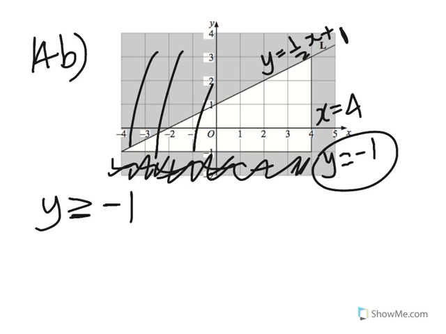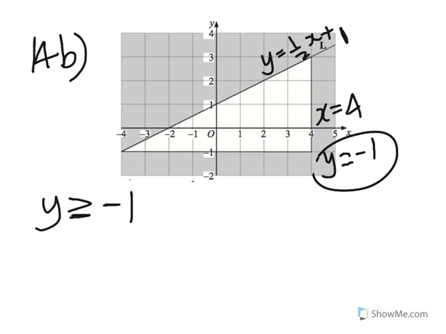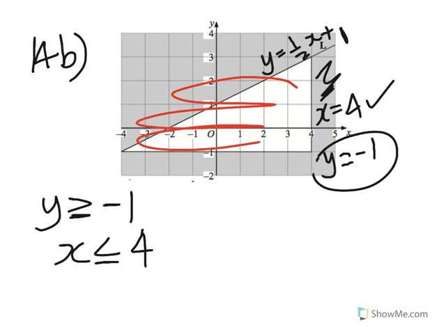And we want it equal to negative 1 because of the solid line. If it was only y greater than negative 1, it would be a dotted line. But since it's a solid line, we want y greater than or equal to negative 1. Now let's look at this line over here, x is equal to 4. We don't want anything on the right side of x equals 4, meaning we don't want anything greater than 4. So we want x less than or equal to 4, because we want all of this part.